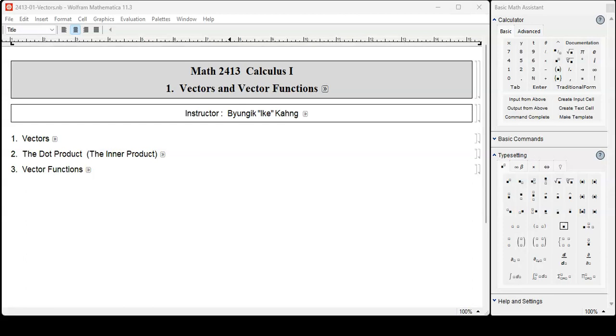Hello students, welcome back. Essentially, we completed lesson 1. All that's left is some demonstration or some motivational videos. Why are we doing this? Why vectors?